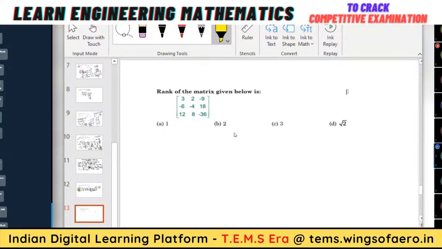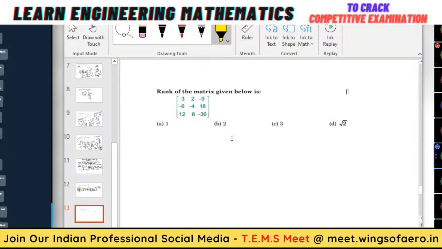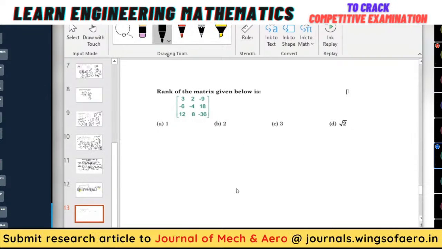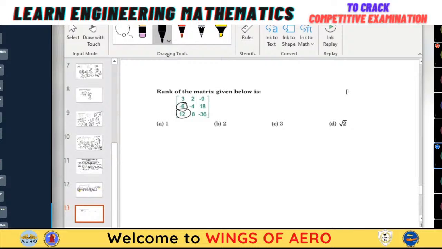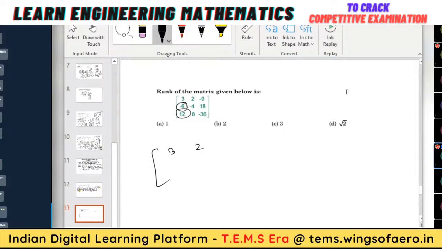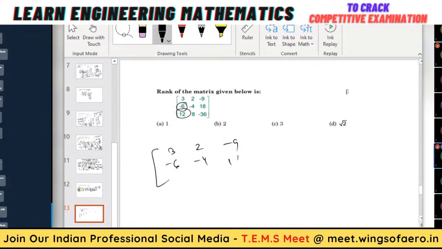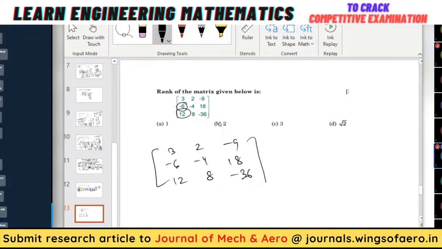Okay, almost all of you say A is the right answer. Actually, the question is very easy. You don't have to look much. Just the first target I told you: make this element and this element zero, and everything will be done. Look at this. It is 3, minus 4 and 18. It is 12, 8, minus 36.